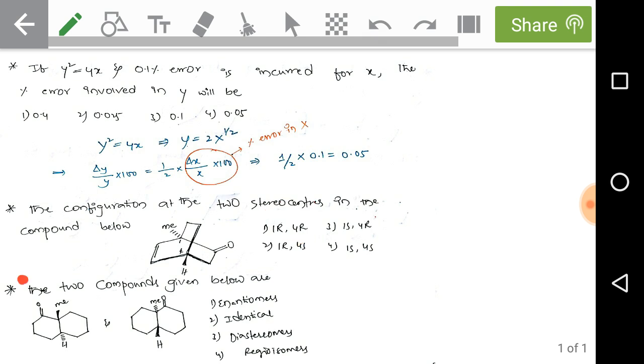Okay. Next one, the two compounds given below are. So here also just use RS nomenclature. On one end there are two chiral carbons, two fused chiral carbons, and you can get R and S here. At the same time here R and S. So you are getting the same RS notations. That's why these two are identical in nature. That means they are identical forms.